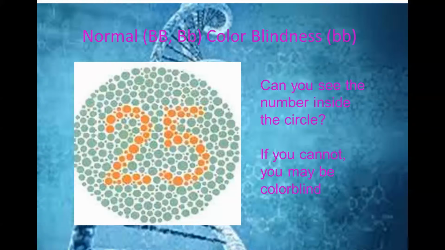Okay, so if you can see color, you have a dominant trait. But if you cannot see color, you have a recessive trait. So in this picture, you should be able to see a number. But if you cannot, you might be colorblind. Color blindness actually runs more in males than it does females. It's just more dominant in males.